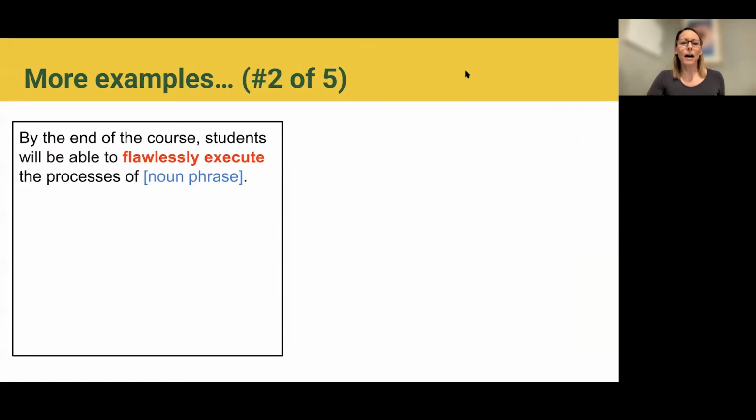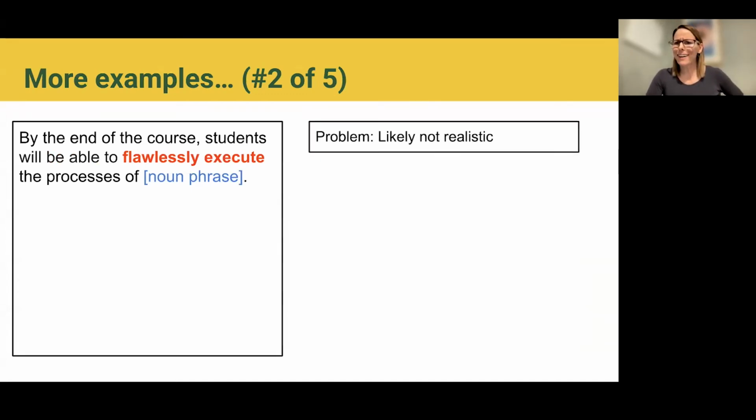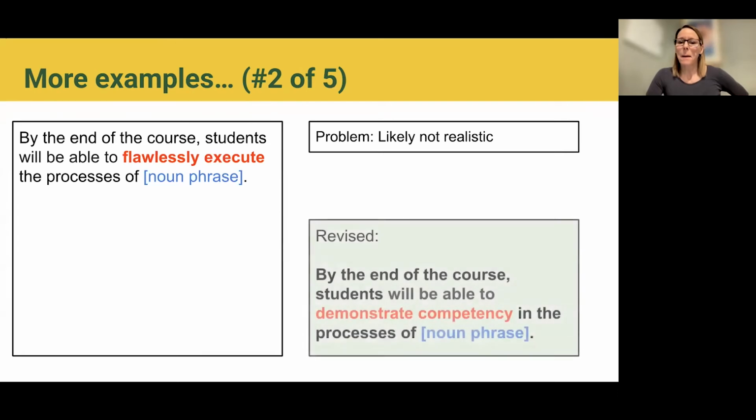Number 2, students are asked to flawlessly execute something, likely not realistic. Watch how this is the R in the SMART acronym. Watch how you word this. If you put flawlessly execute, this one's a bit silly. I can't see you putting that. But by the end of the course, students will be able to demonstrate competency in some kind of skill. And here's where you would also, along with the learning outcome, have a rubric that would help you determine the levels of competency that the students have attained.